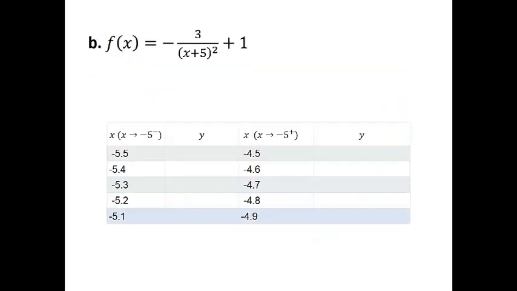Now we have the function f of x equals negative 3 divided by the quantity x plus 5 squared plus 1. So the vertical asymptote is found by setting that denominator, x plus 5 squared, equal to 0 and solving. Well, the only quantity that gives us something squared equals 0 is 0. So we know that x plus 5 has to equal 0, or that x is negative 5.